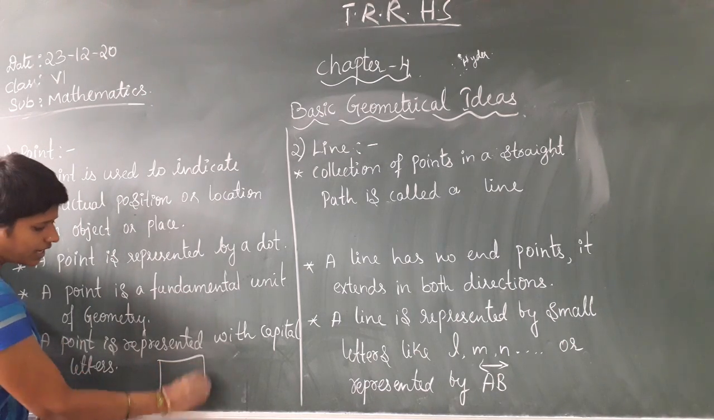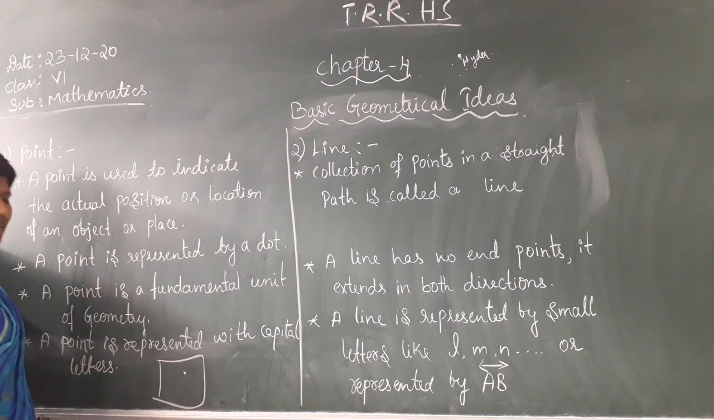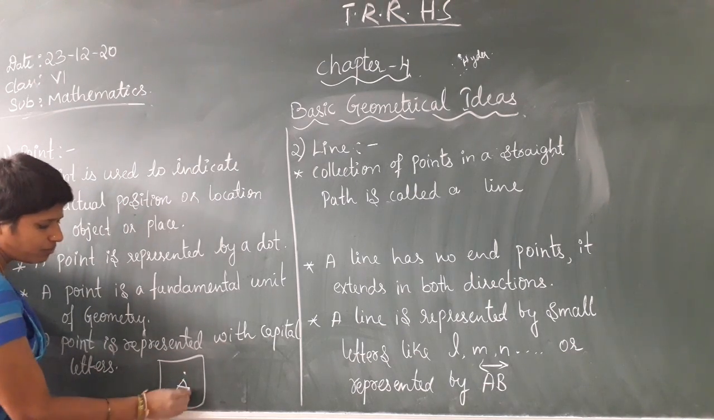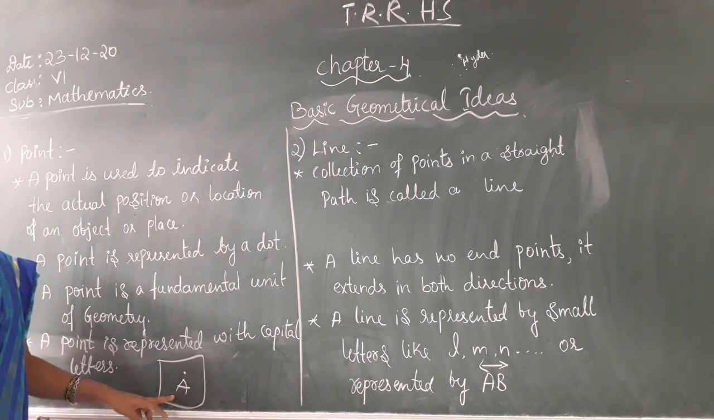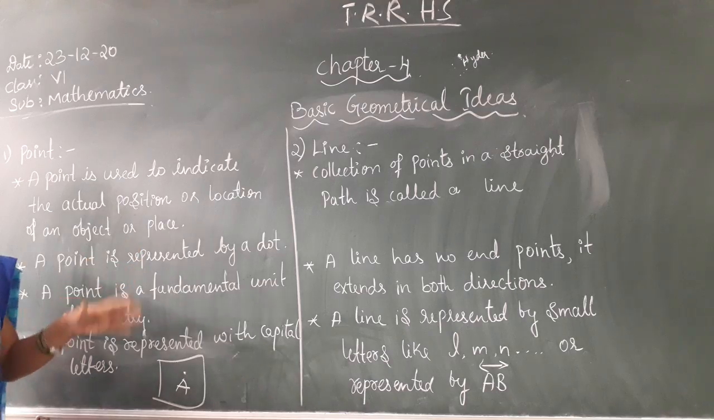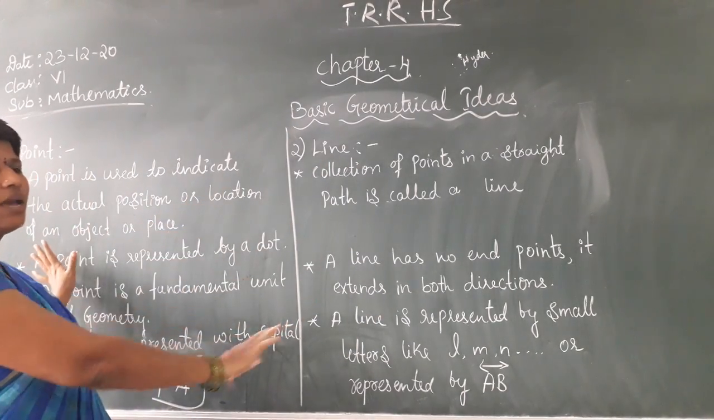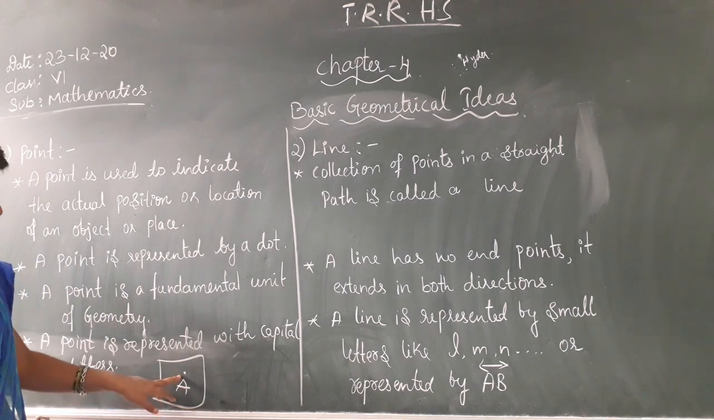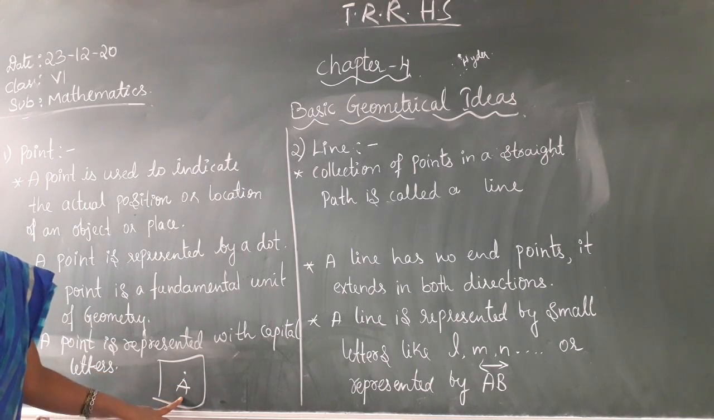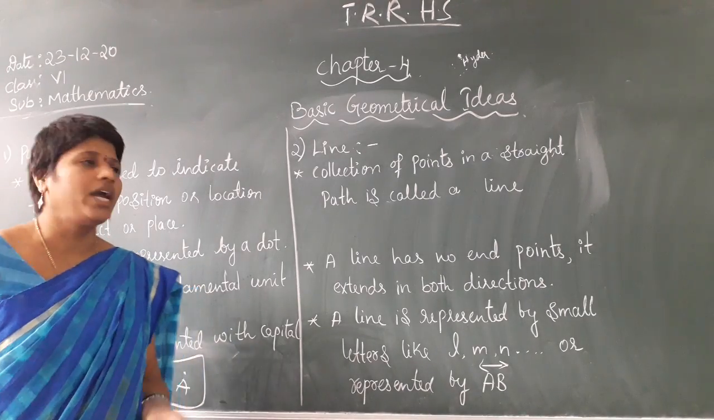If you take this as my plane region, somewhere I have placed the dot and now I am giving some name to it, that is capital A. So this point can be represented anywhere in your plane. Plane is nothing but a complete place, empty space. There you can represent this point. And always the point is represented with capital letters only. You can name it A to Z, any letter you can give.